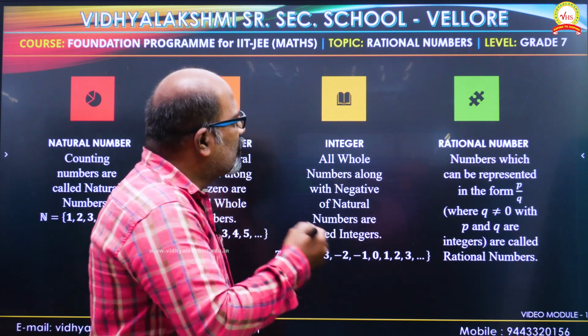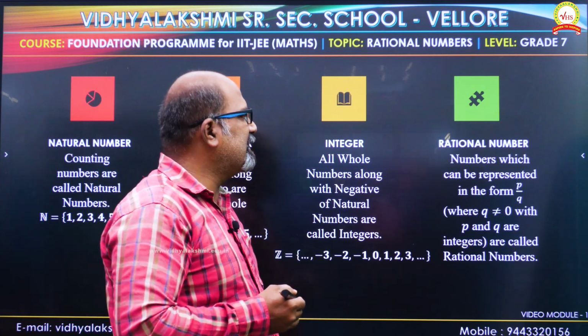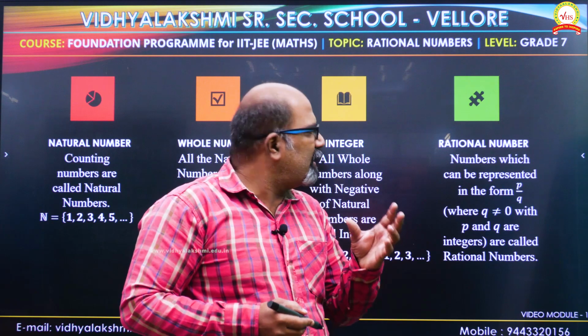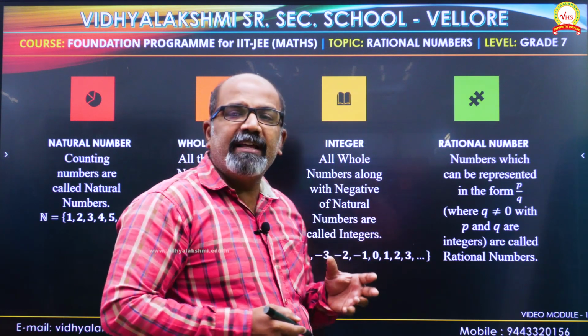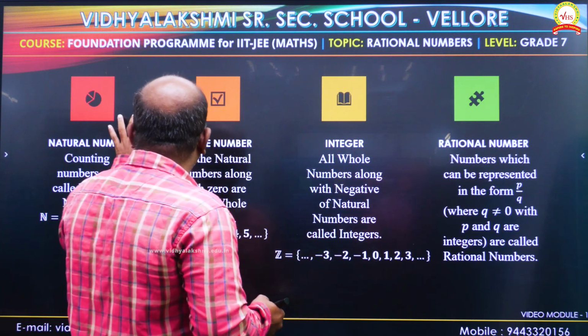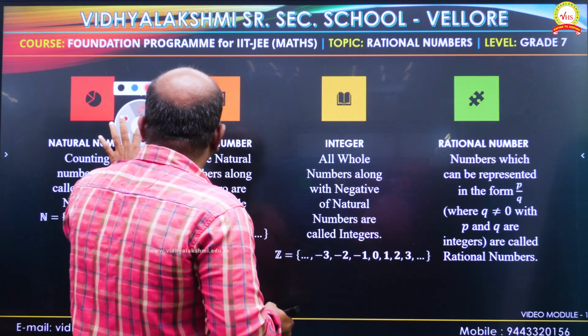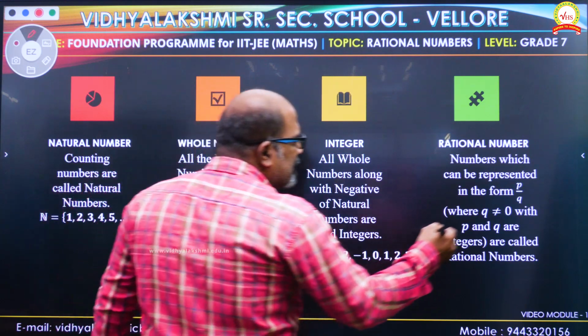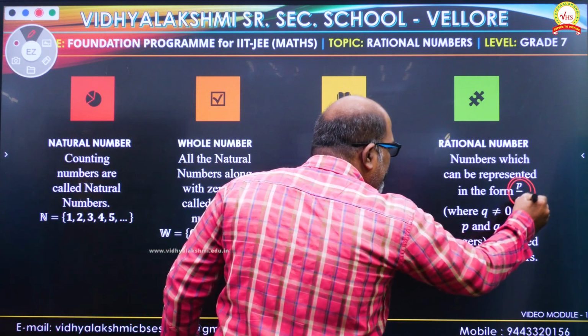And finally we are coming to the topic that we are studying, the rational number. So what is a rational number? You can see that here. A rational number is a number which can be expressed in the form of p by q. So the very important thing in a rational number is that it is a number which can be expressed in the form of p by q.